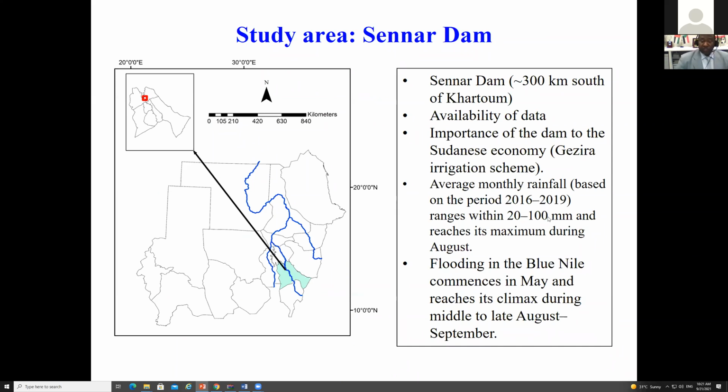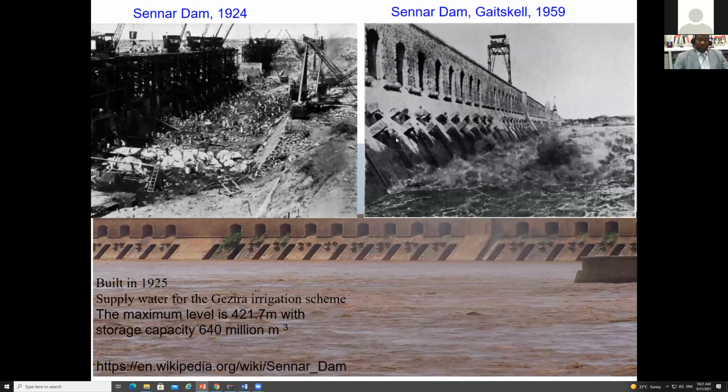This is statistics about the average rainfall in the area. Normally we have flood in the Blue Nile starting in May, but it reaches its maximum during August and September. I will give you a brief idea about Sennar Dam. It started before 1924, but was completed in 1925, with the main objective of supplying water to the Gezira agricultural scheme.